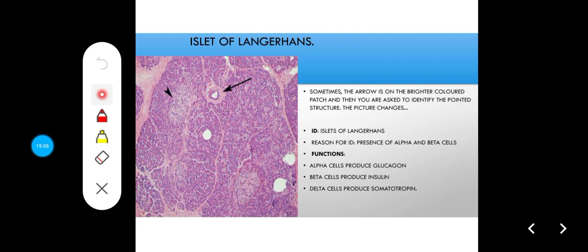Now let's read the side note. Sometimes the arrow is on the brighter colored patch, and you're asked to identify the pointed structure. If it is on the discolored patch, just like I've said before, your ID will be islets of Langerhans. Reason for identification will be presence of alpha and beta cells. Functions: alpha cells produce glucagon, beta cells produce insulin, and delta cells produce somatostatin. So that's it.